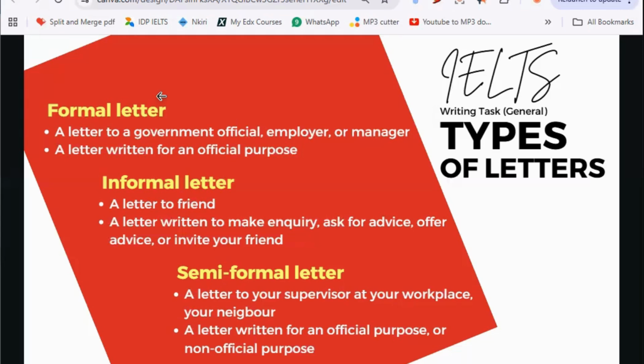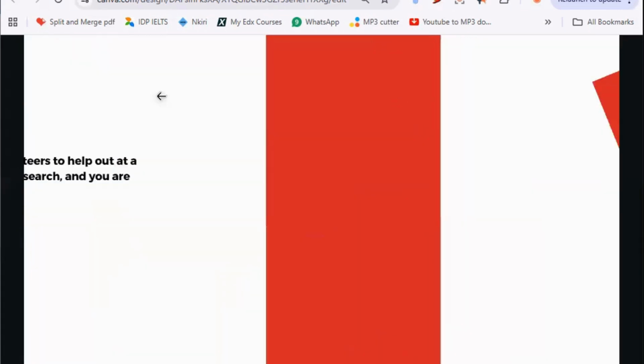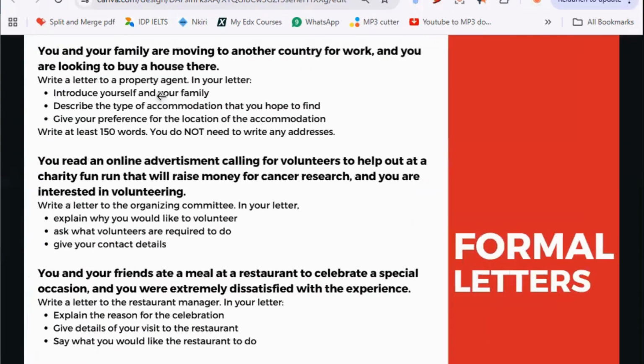Somebody says, why is it important for us to be able to distinguish these letter types? It's important because the way you start a formal letter is different from the way you start a semi-formal letter, and it's different from the way you start an informal letter. The way you end a formal letter is different from the way you end a semi-formal letter, and different from the way you end an informal letter. So the starts and the endings are different. The main bodies are different. These are things that you need to keep in mind.